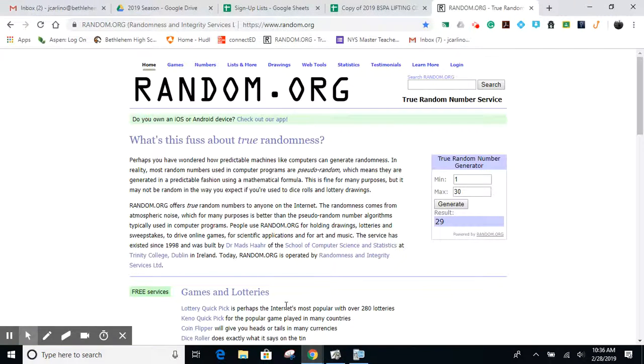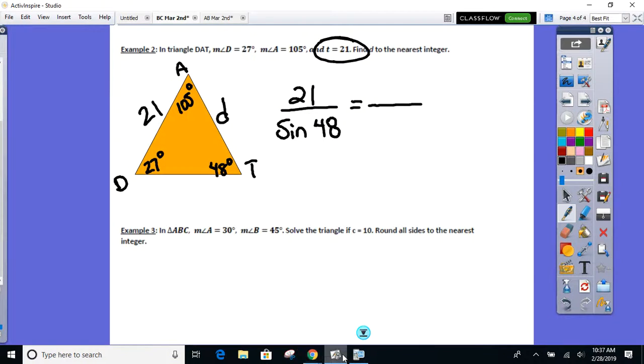And give me another side and angle across in that problem. 13, you're up. What side are you going to give me? I got 21. What's the other side in the problem? D over sine 27.